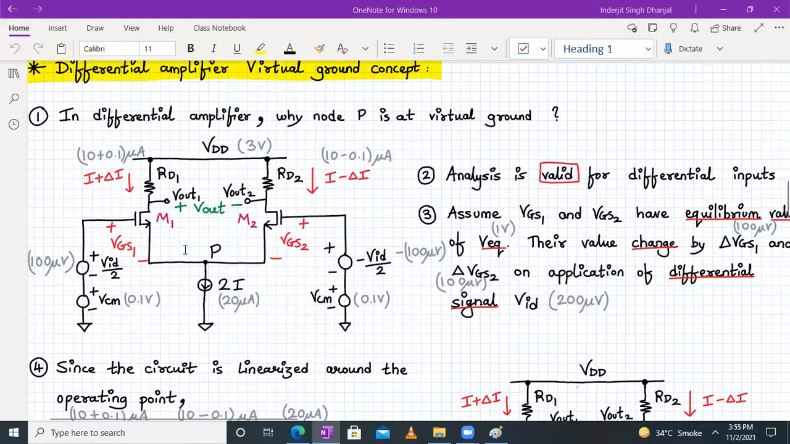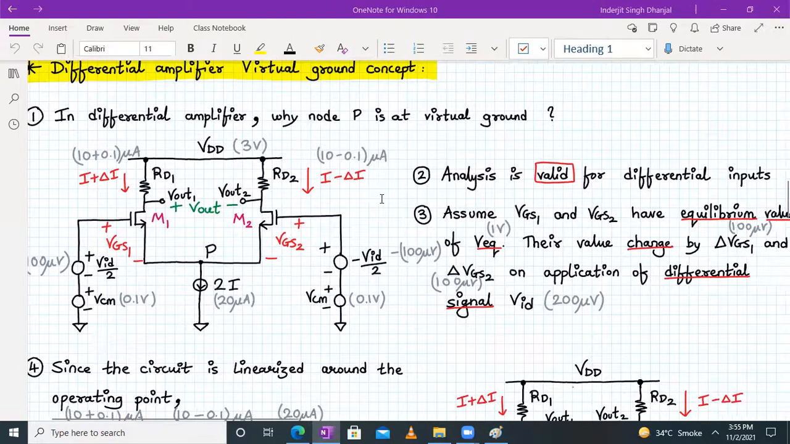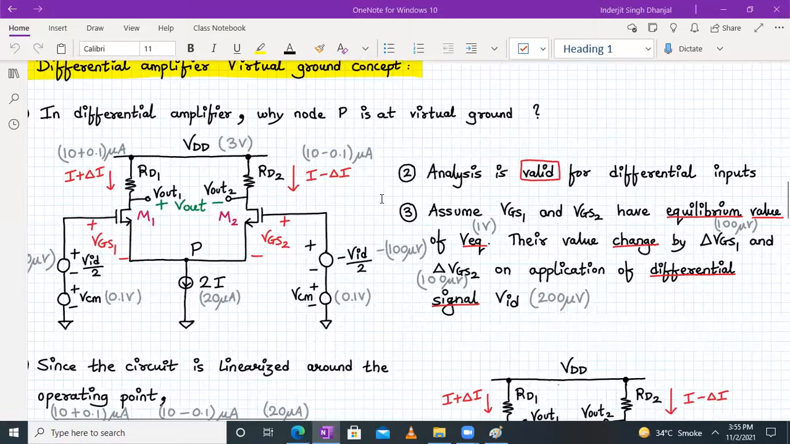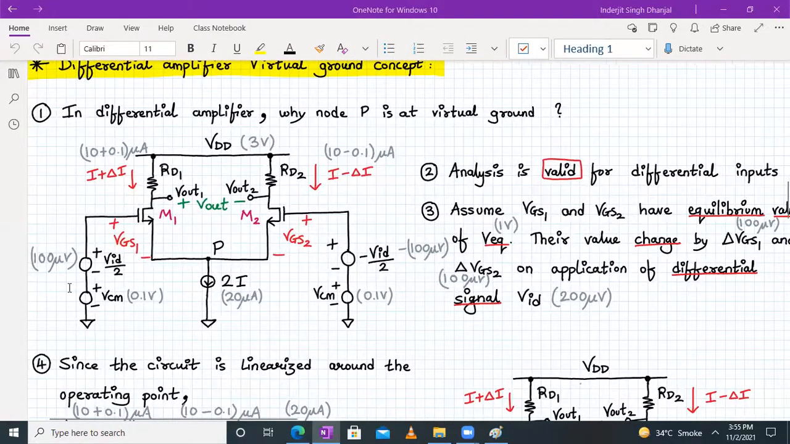Let us mark this node as P. We'll answer the question of why node P is at virtual ground. First of all, the analysis is valid only for differential input. So let's say that we have a differential input applied to the gates of M1 and M2 as VID by 2 and minus VID by 2.